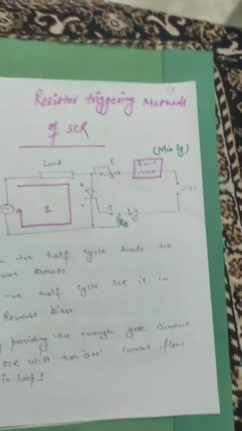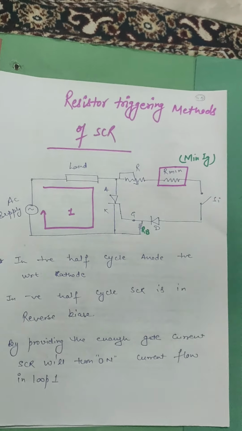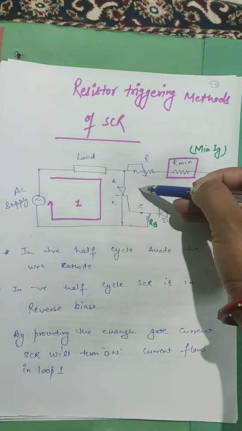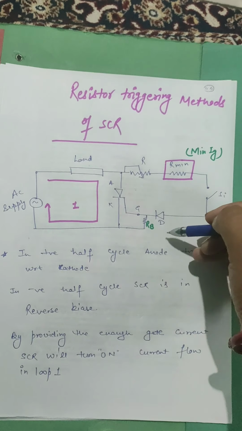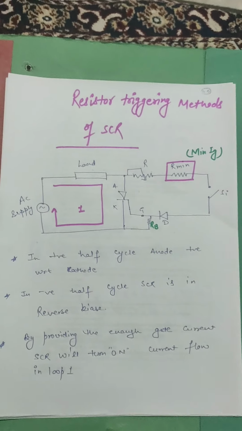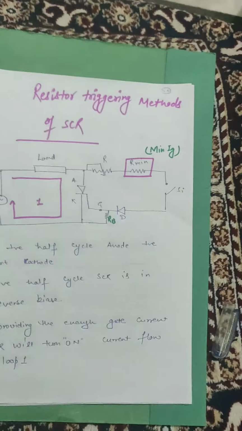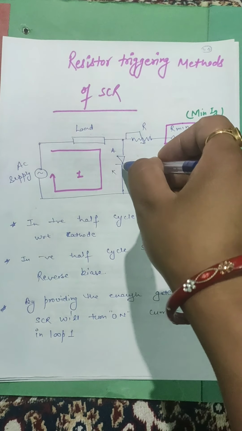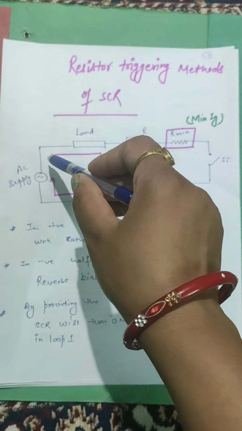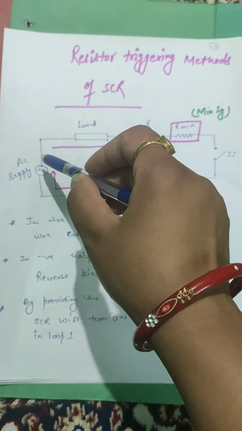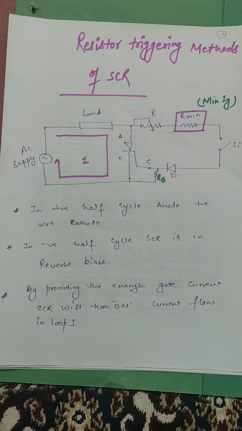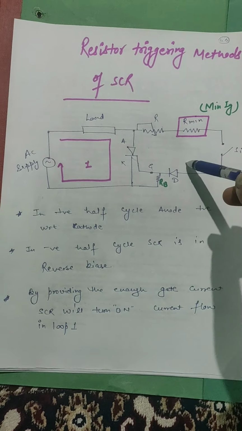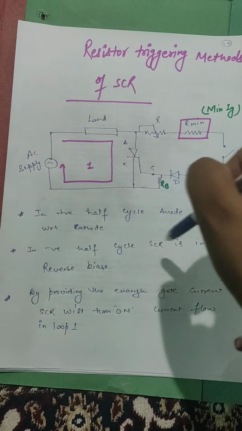There we use a load, SCR, variable resistor, minimum resistor, a diode, and one is RB. When the SCR is on, the AC supply will flow like this through the load. So a resistor is used, and I will explain all the components here.